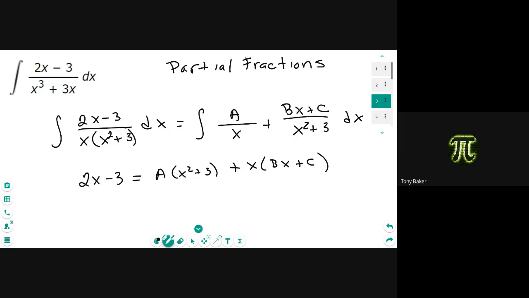Remember, the trick to making these a little bit easier is to pick numbers that are going to get rid of things. The only one I can use to get rid of stuff in this case is 0. So if I have x equals 0, I have negative 3 equals 3a. So a is negative 1.